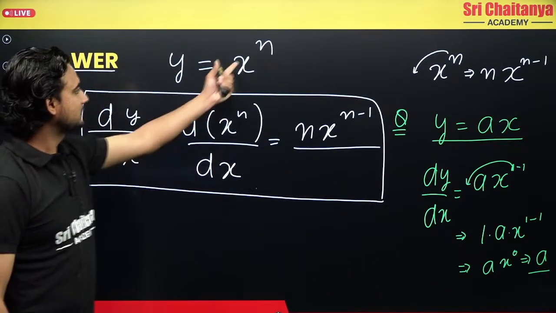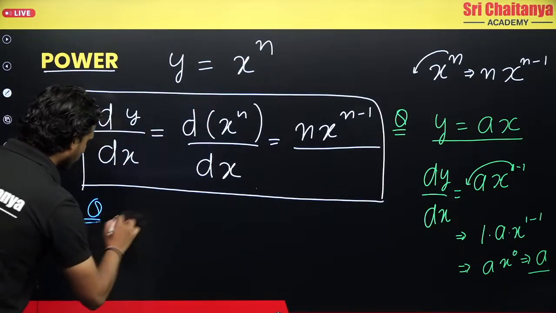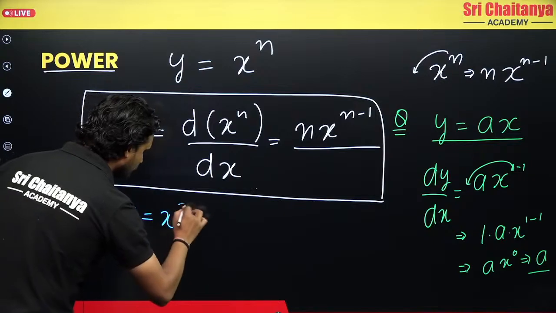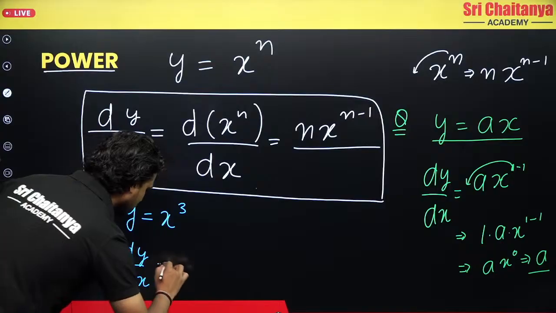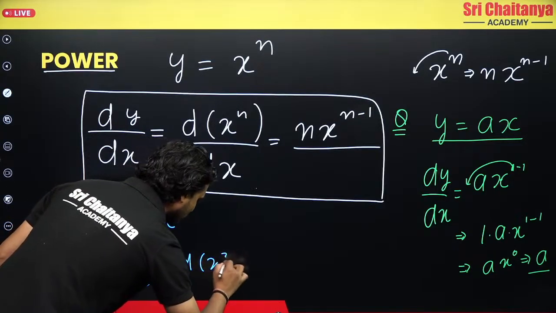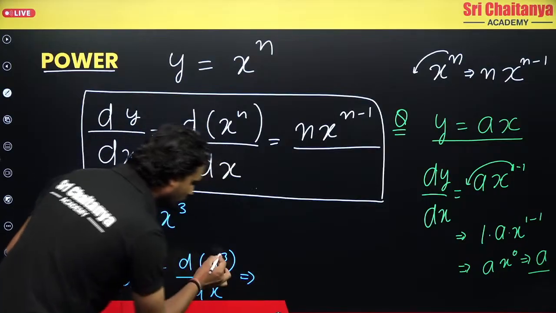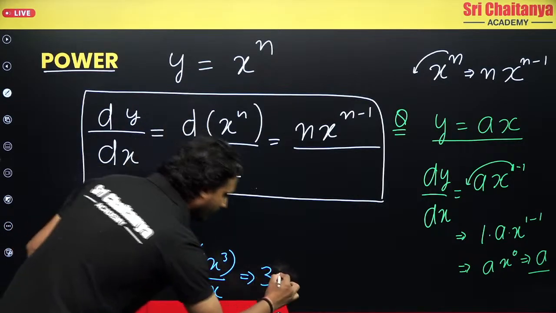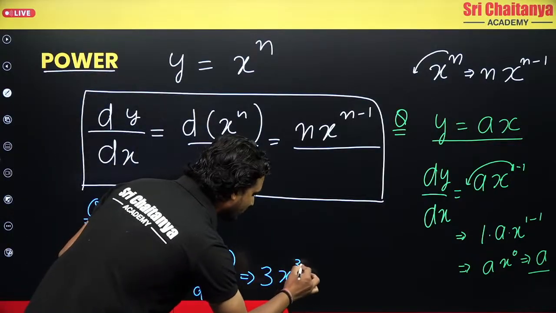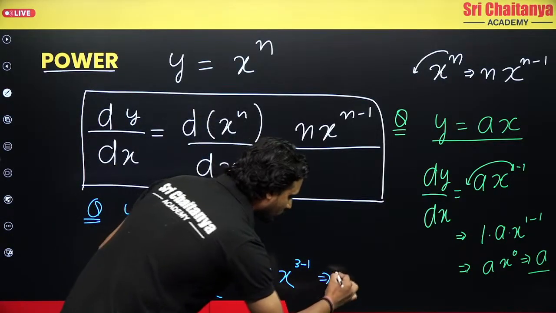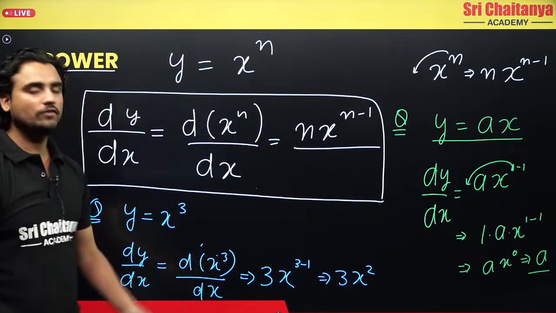But let's say this is x cube. One more question: y equals x cube, then what is the differentiation? dy by dx is the differentiation of x cube with respect to x. What will happen? This 3 will come forward, x power, and now we subtract 1 from this power, so this will become 3 minus 1. So this will become 3x square. This is the differentiation of x cube.